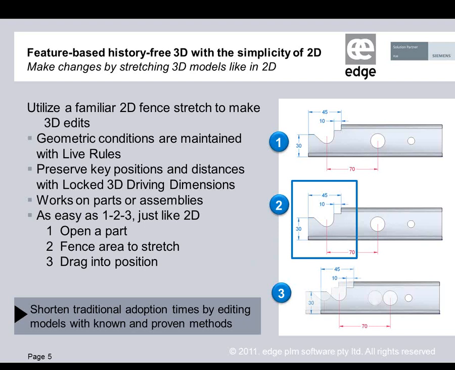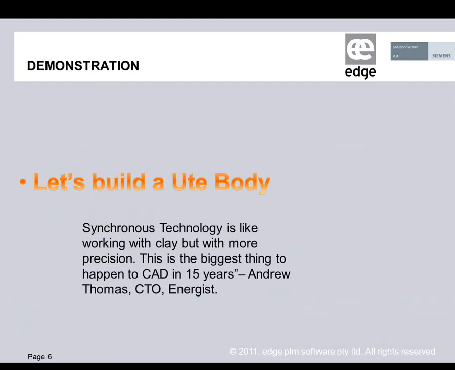If we just look at a very simple example, I want to take all these features that are on the end of this component and move them by some amount to the right, maintaining the dimension between the cutout and the half circle cutout and the circle cutout. All we have to do is, same as you do in 2D, draw a box around it, move that box the distance that you want to go to the right, and the part updates. It just does what you want it to do. So it's a much more straightforward method of going about things.